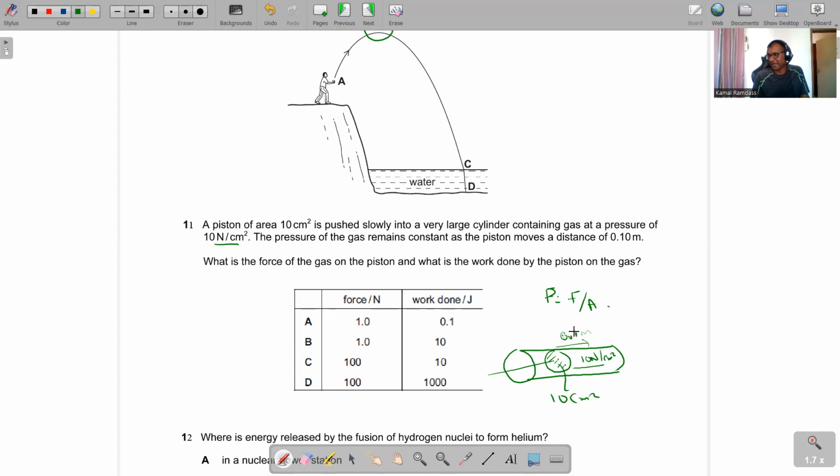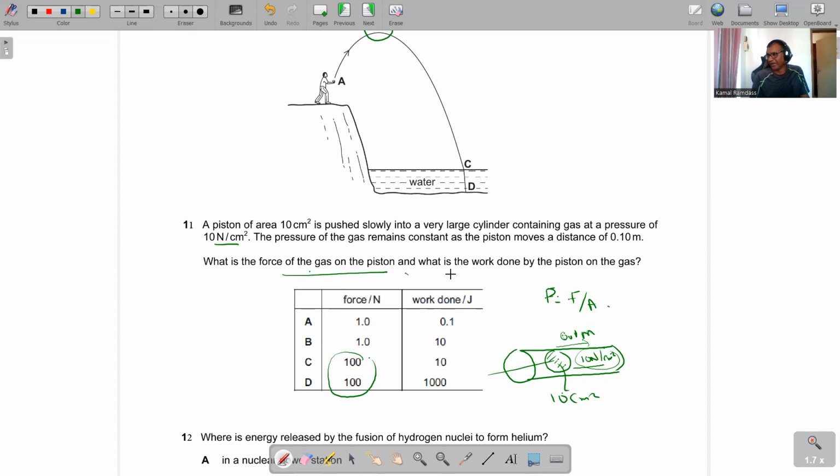The pressure of the gas remains constant, which means it is always 10 newton per centimeter square. The piston moves 0.1 meter. And what is the force of the gas on the piston? We take this 10 newton per centimeter square and multiply by 10 centimeter square. The force should be 100 newton. 10 times 10 gives 100 newton. What is the force of the gas on the piston?